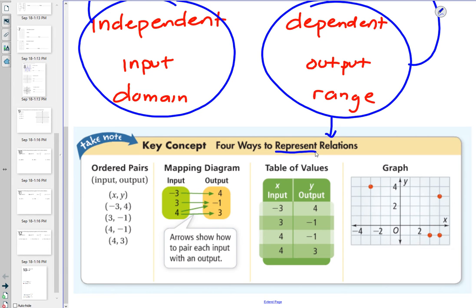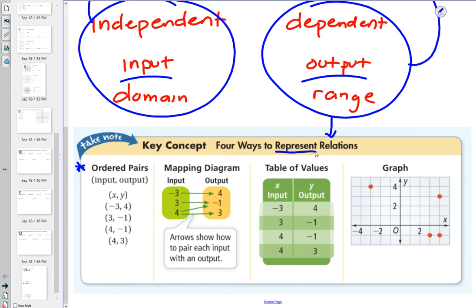Let's go to the one that I would consider to probably be the most familiar to you, which is the ordered pair. Okay, we've seen ordered pairs before. You guys might call them points. They're arranged in x, comma, y, right? Or input, comma, output. You saw those words up here, input and output.